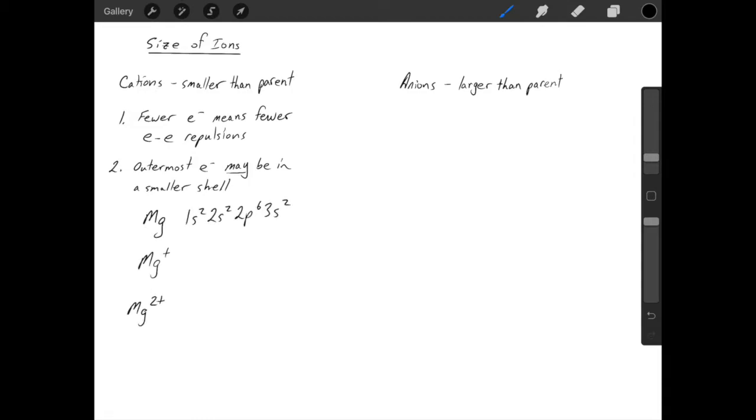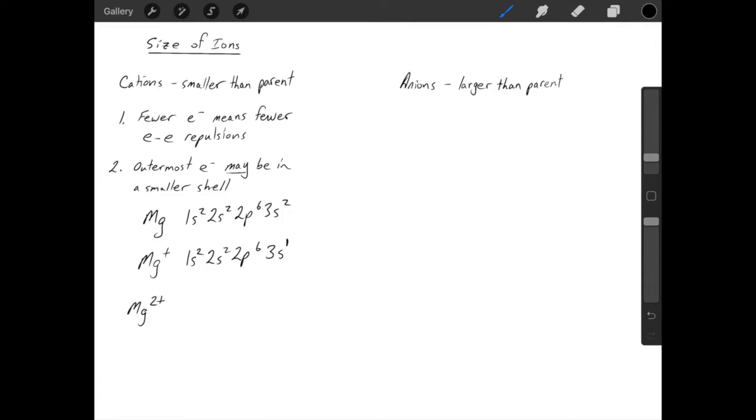So magnesium's electron configuration has its valence electrons in the 3s orbital. If you make a cation by removing a single electron, you end up with Mg+, which is unlikely to form, but bear with me because it's illustrative. With Mg+, you now have one fewer electron than in magnesium, which means you have fewer electron-electron repulsions, and that means the electrons will be closer together, and they'll be closer to the nucleus.